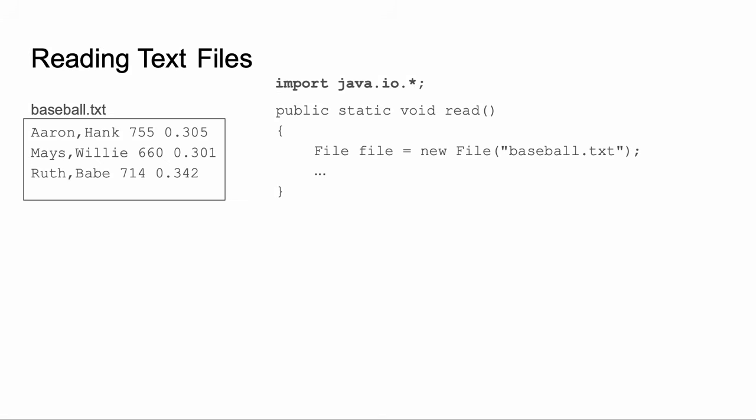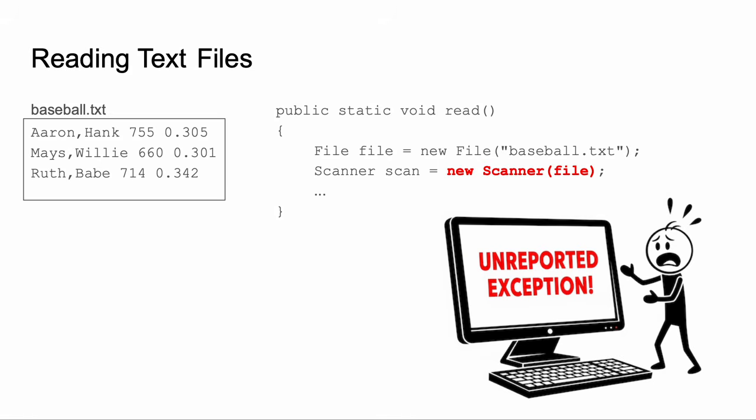I/O stands for input/output. Now we construct a Scanner object to read from the file. We need to import the Scanner class from the java.util package. Constructing a Scanner can result in an exception. Unlike other exceptions we encounter during the AP course, we must explicitly handle this exception before our code will compile.